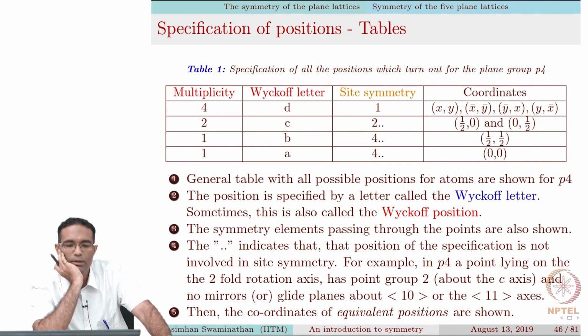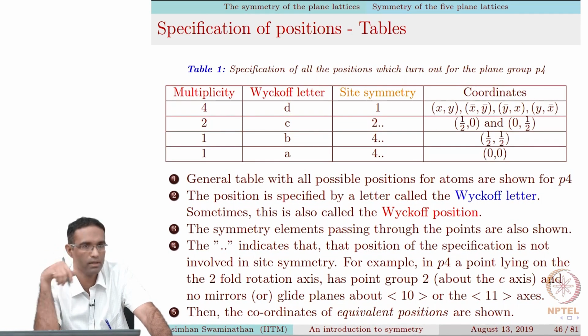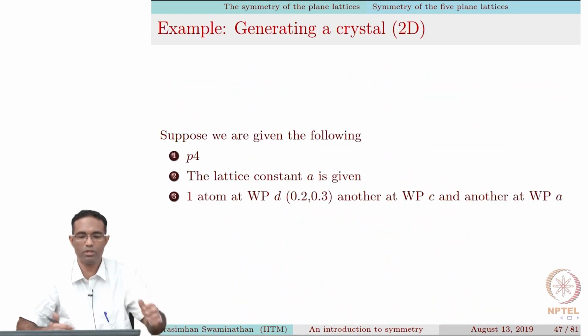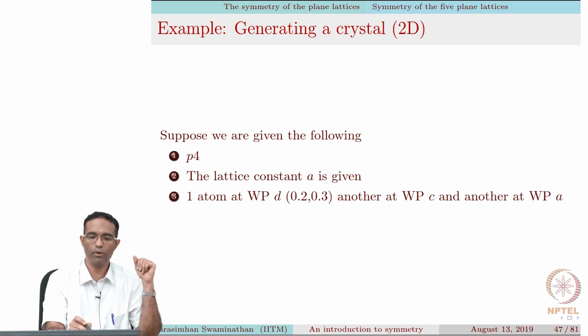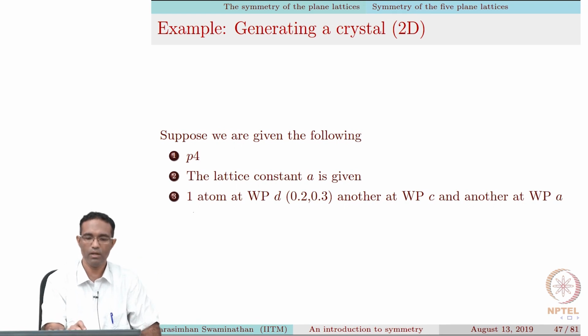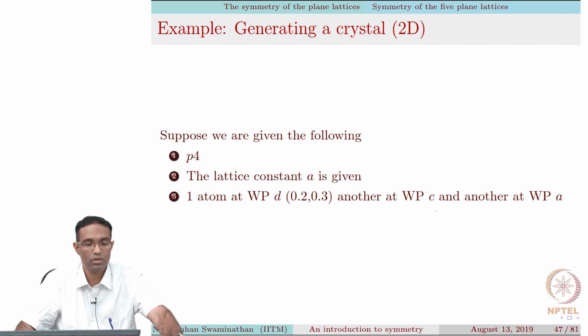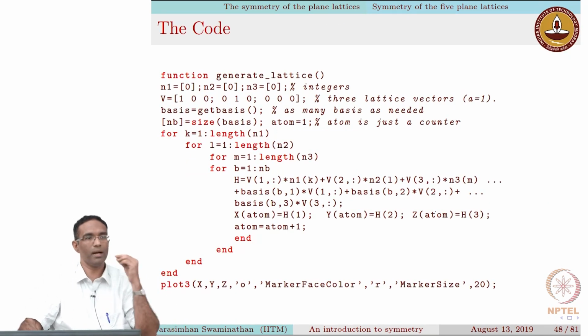So this is the P4 plane group, and I have just regenerated the table right here. Okay, you can also look at it on the website. I just taught you how to do it, and we are going to do a simple problem, and we are going to construct this lattice using MATLAB. Suppose we are given the following: P4, lattice constant A is given, one atom at Wyckoff position 0.2, 0.3, another at Wyckoff position C, and another one at A. So these are the various positions that are there for these atoms. So how would we go about writing a simple MATLAB program to generate this lattice and what it means?